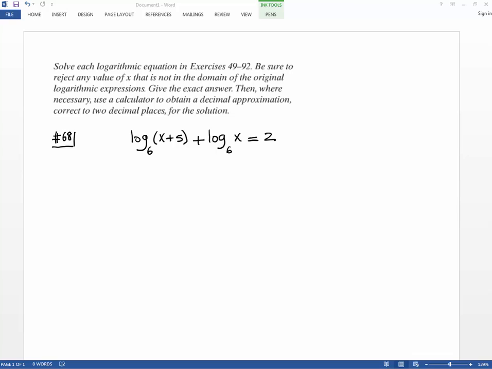equation. So the first thing we notice is that we have two logs, and those two logs have the same base, in this case base 6. And we do have those two logs separated by a plus sign. So we have a sum of two logs. We do know there's a formula from condensing logs that we can use, which looks like the following.